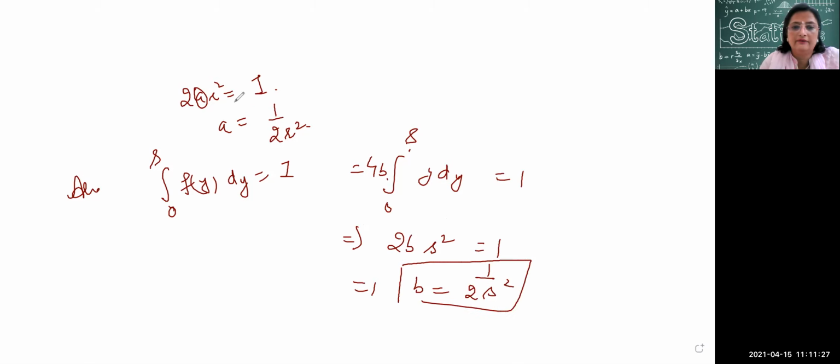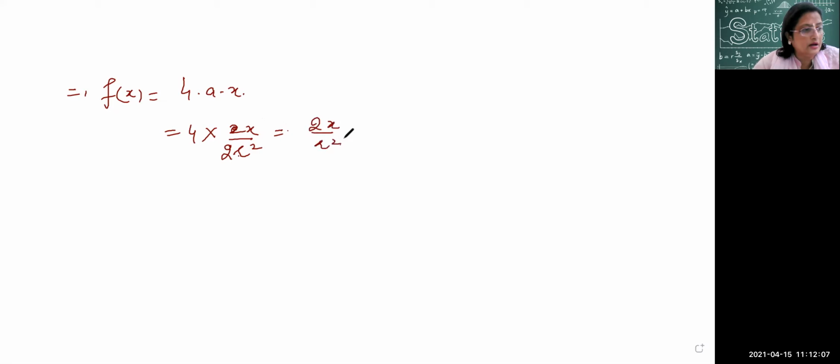So first of all, we have to calculate the value of the unknown things given in the PDF. So we have calculated. So what is our f of x? F of x was 4 into a into x. So this becomes 4 into 1 by 2r square into x, so this becomes 2x upon r square, for 0 less than x less than or equal to r.